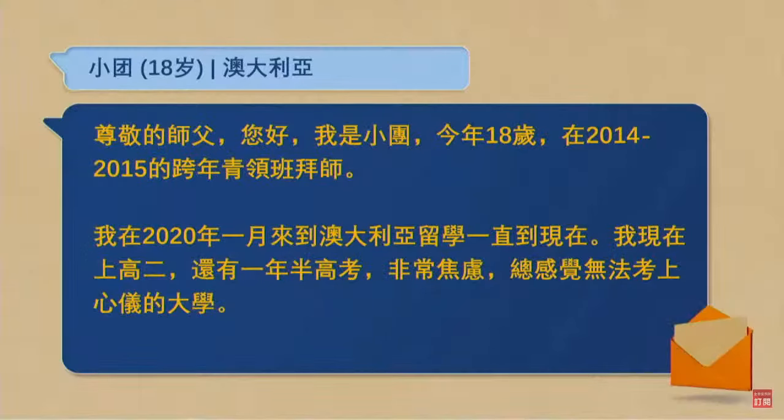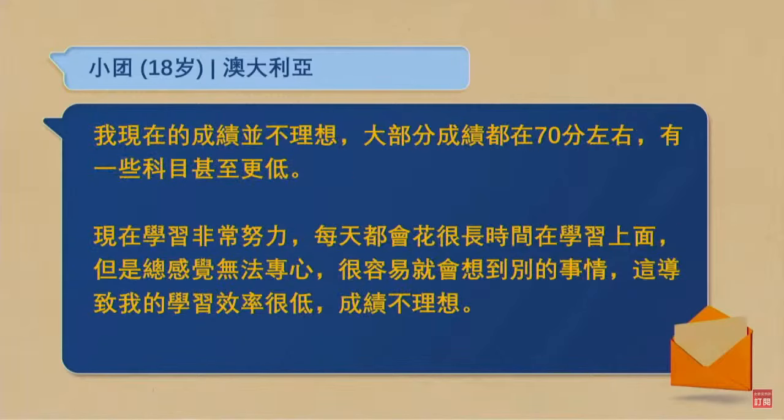And he says, Hello, Grandmaster. I'm Xiao Tuan, 18 years old. I actually came to study in Australia in January 2020, and now I'm in grade 11. And there's a year and a half until the entrance examination to university. I'm very anxious.